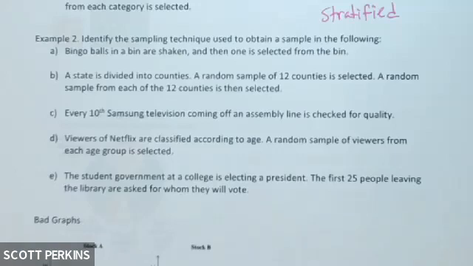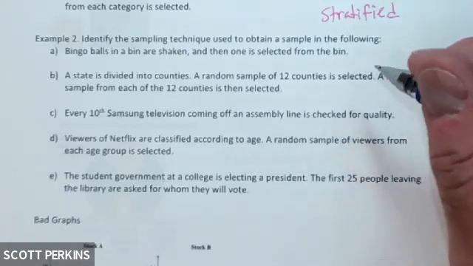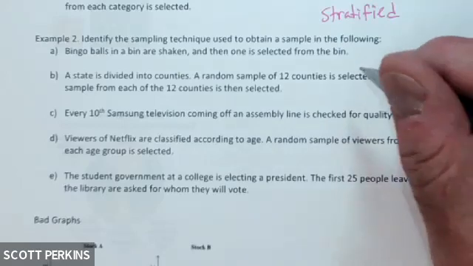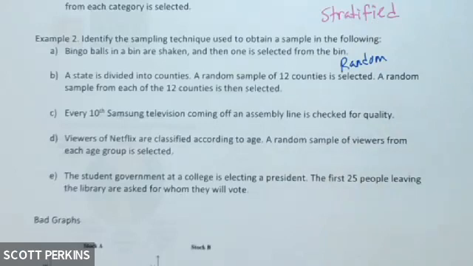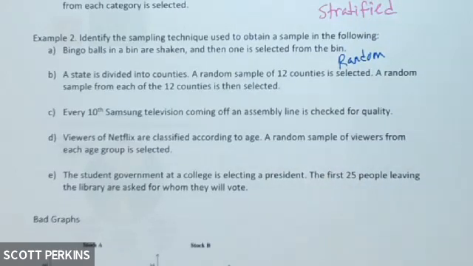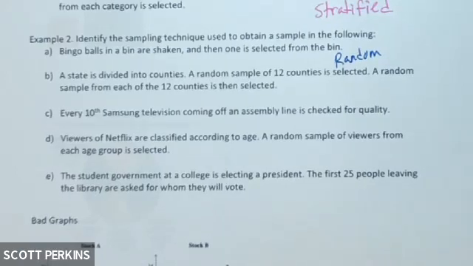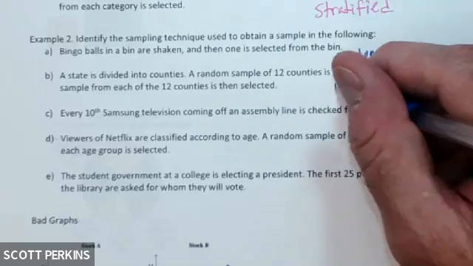All right, so the first one: bingo balls are in a bin and they're shaken, and then one is selected from the bin. What do you think? Yep, random. Every bingo ball has an equal chance of being selected, so that's good. States divided into counties. You can keep reading, but I'm going to stop. What kind is that? Cluster, it's based on area.